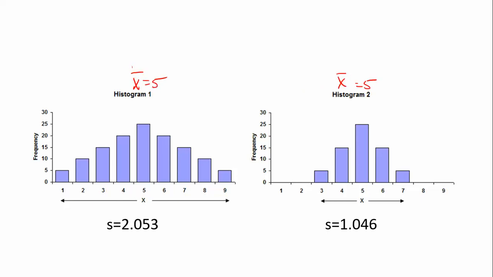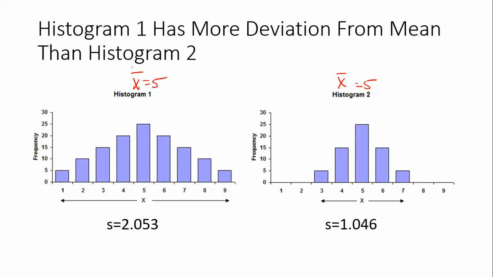But they're not identical sets of data. If you'll look, we've got a lot more spread on histogram 1. Histogram 2 has less spread, less deviation. And the standard deviations for these were calculated. You can see the one with the more spread, the one with the wider set of data, has the larger standard deviation. The one with less spread, the narrower range of data, has the smaller standard deviation.